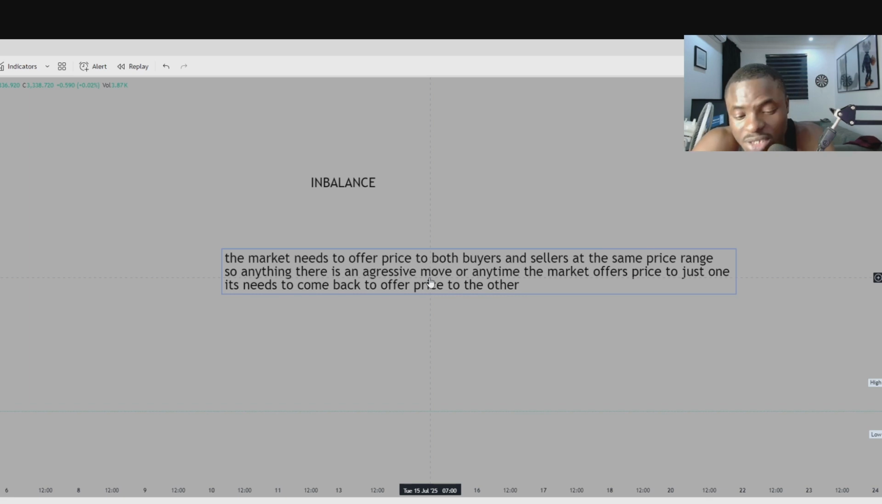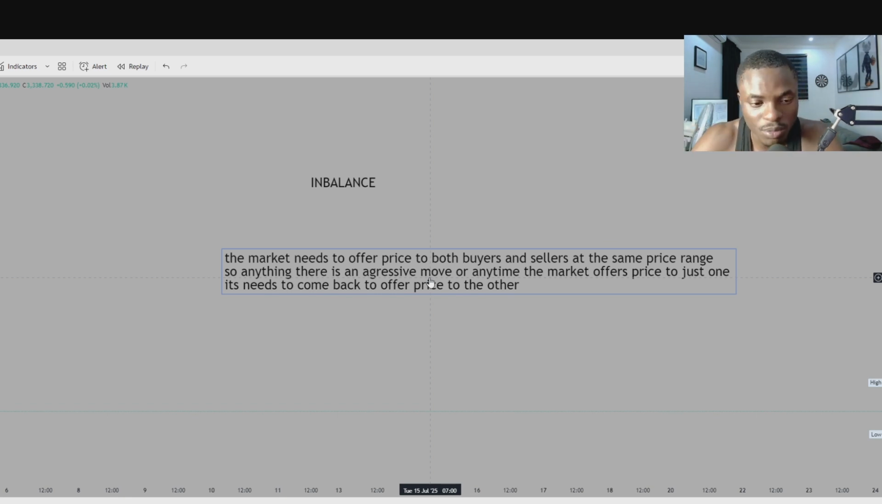Basically, what I'm saying is that for market price to balance, let's say we are in an uptrend, the market needs to offer the same price to buyers and sellers. Anytime you see an area where we have a massive buy, meaning the market offers price for just buyers, wait for a retracement, because the market needs to come back and still offer the same price to sellers. That's why you always have a pull up to support when you have a massive buy, before you start buying again, because the market is coming back to offer price for other people at the same price. That's what I mean by an imbalance.